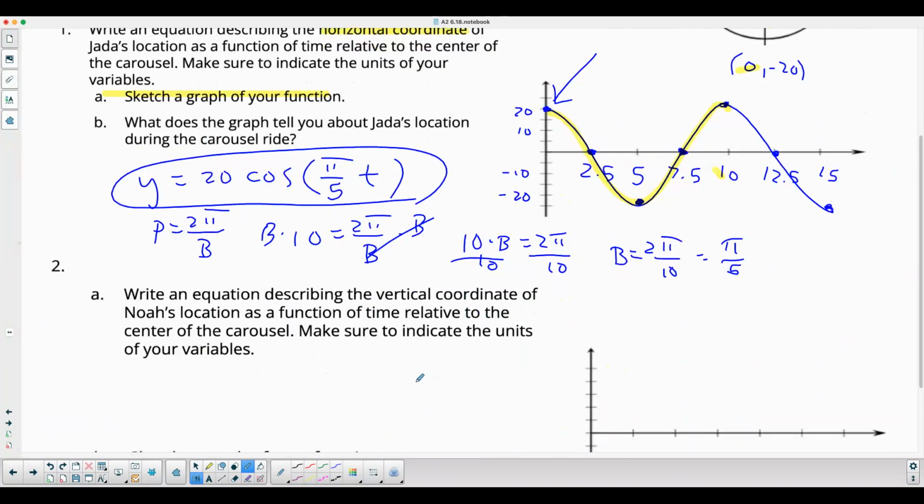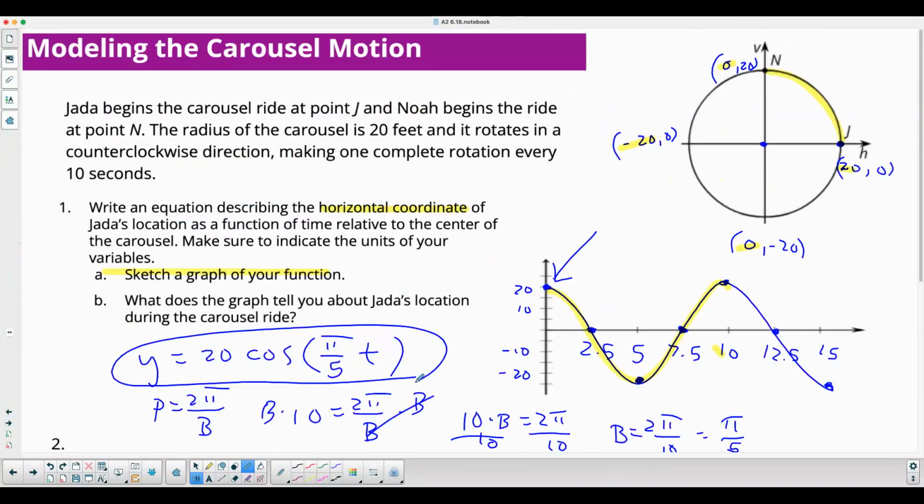Now, for number 2, we have to describe the vertical coordinate of Noah's location as a function of time. So here's what I'm going to do. I'm going to go up here and basically move my highlights to the vertical coordinate. And here's the thing. We're starting at a different spot. We're starting up at the top. We're starting right here. So this is your start. So at time 0, the vertical component is 20.